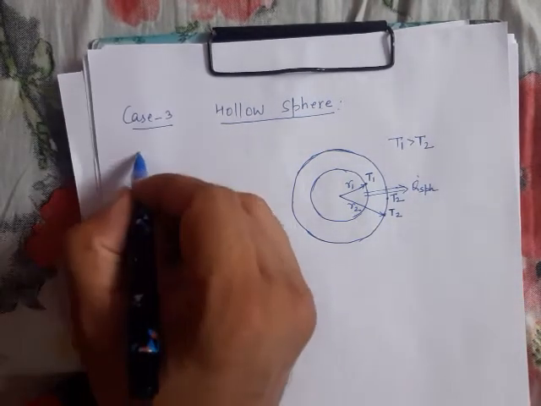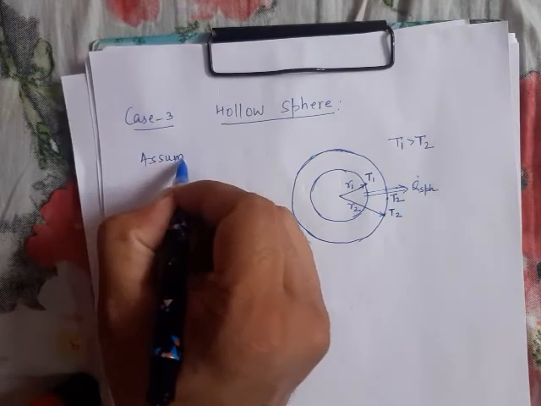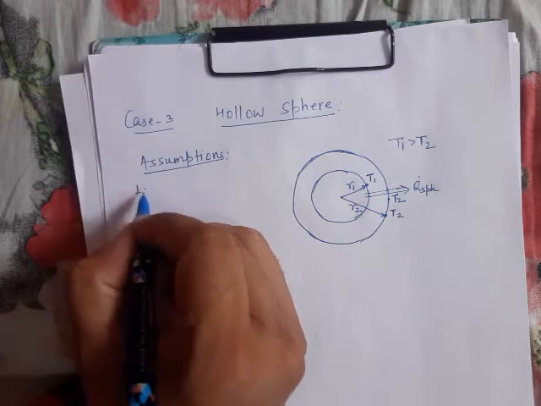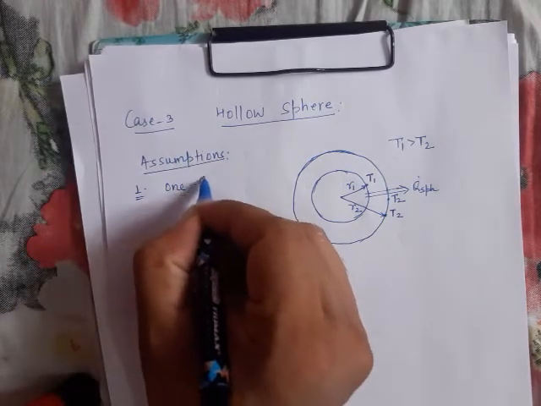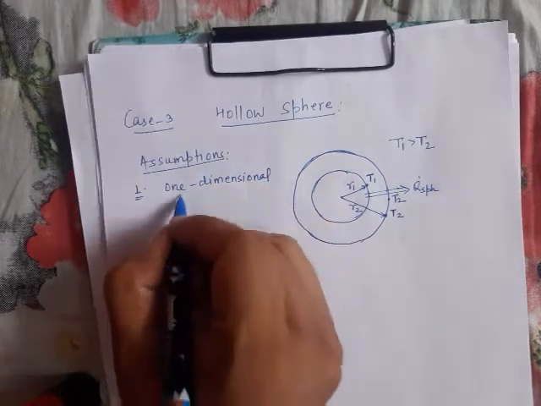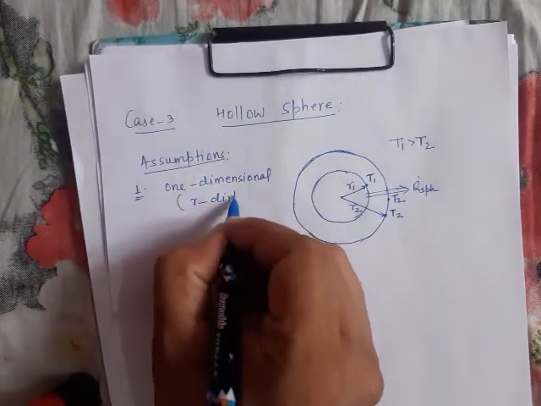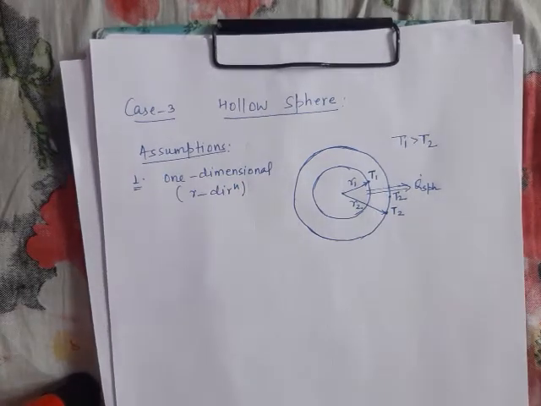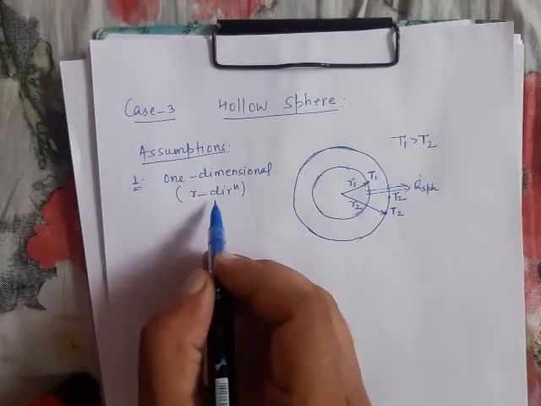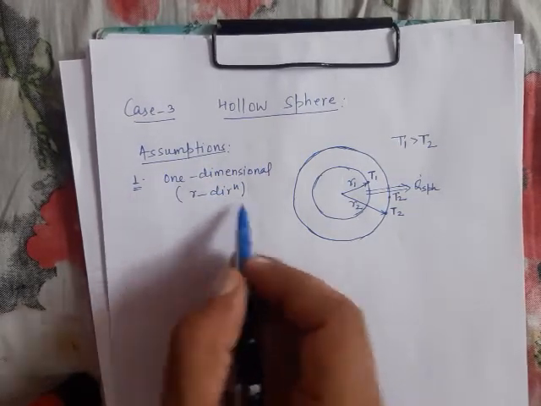Now let us take certain assumptions under which we are working. What are our assumptions of the analysis? First is one dimensional. We will consider the conduction of heat only in the radial direction, that is in the R direction. We will not consider the conduction in the phi and theta directions. Please note, in the spherical coordinate system there are three coordinates we need to note: radius, phi and theta. Here we are concerned with one-dimensional heat conduction, that is in the radial direction.